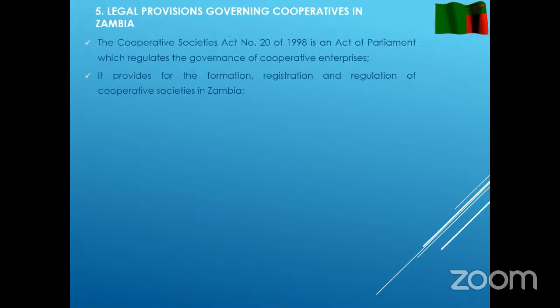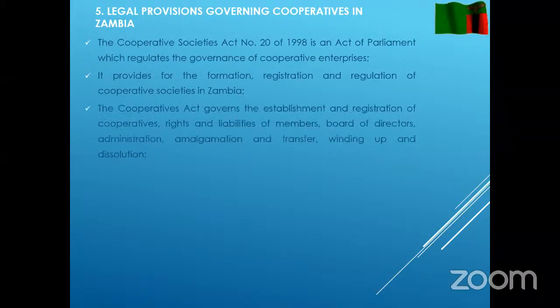So I want to look at the legal provisions governing cooperatives in Zambia. We have the main act, the Cooperative Societies Act number 20 of 1998, which of course is an act of parliament. It provides for the formation, when people want to form and register cooperatives, and the regulation that I've talked about. So we have that act in place to govern the establishment and registration of cooperatives.